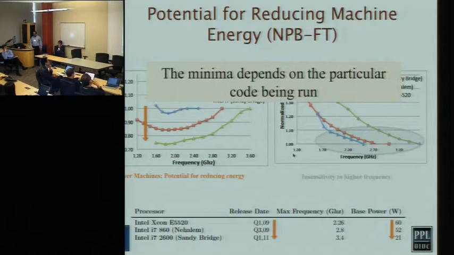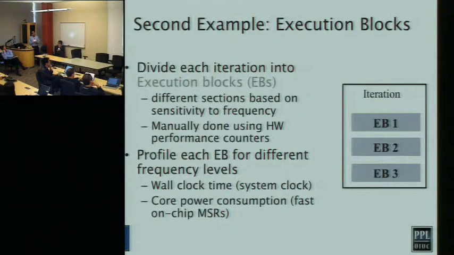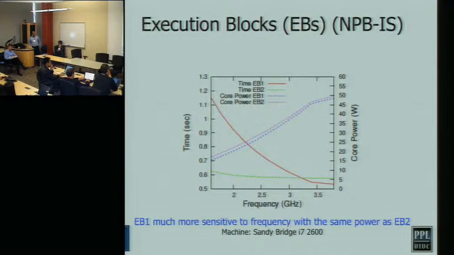Okay, let's look at a second example. Suppose you take some iterative computation and it goes through phases. Let's say it has three phases. Each phase might have a slightly different response to frequency change, in terms of how much it slows down if you reduce the frequency. Can we exploit that? Well, looking at the NAS sorting benchmark and at two particular blocks, the colors unfortunately are not something that I can say anything about, but if you look at it, there are two benchmarks.